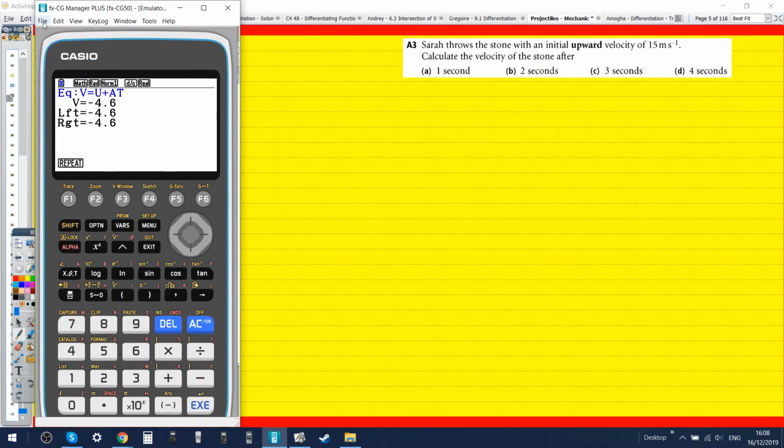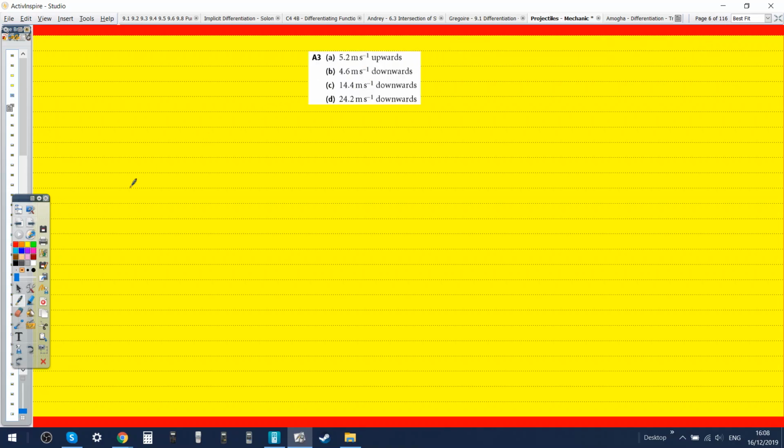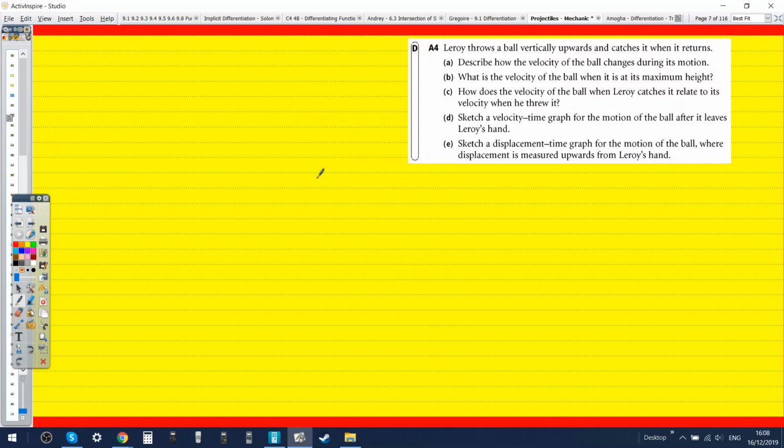Is that minus 4.6? Yep. And I think we get the idea. Let's think about this though. The velocity. What do you know about minus 4.6? What direction is that going? It's going downwards. Yes. And so the other one was positive. Now after 2 seconds, it's negative, so it's going down. Yeah, 5.2 upwards, 4.6 downwards.